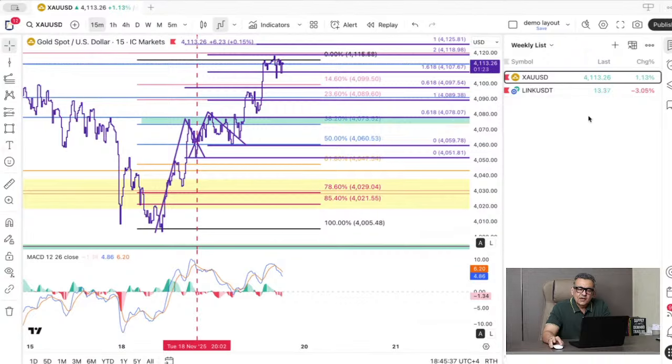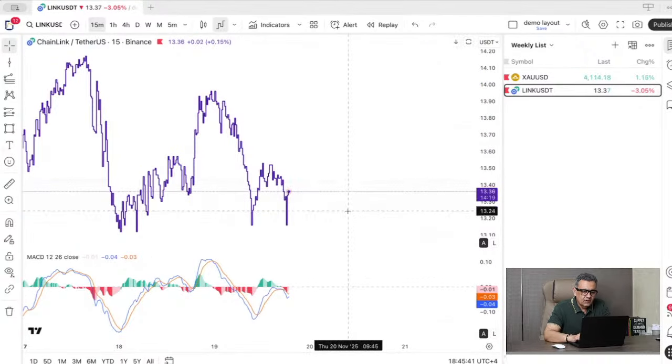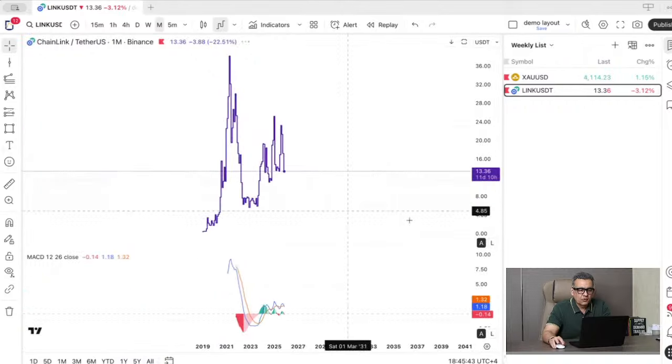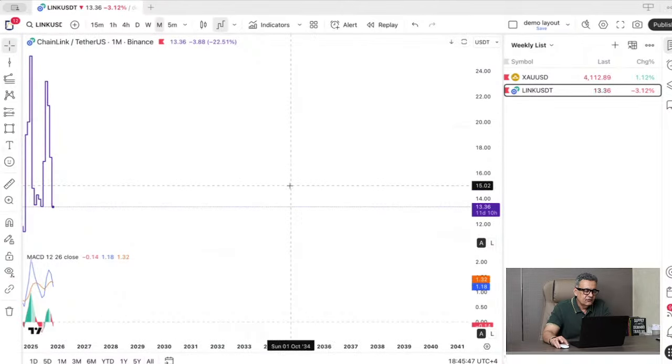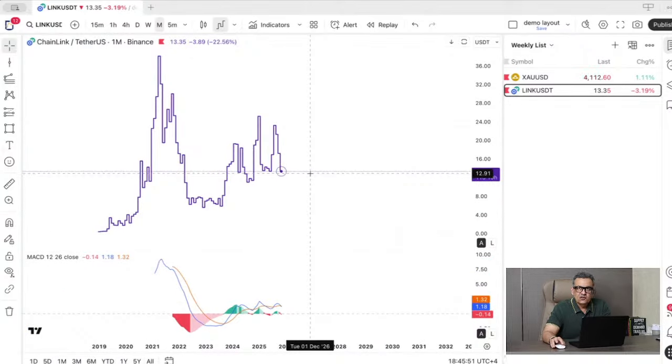Now I'll move to the second instrument, that is LINK USDT. I've chosen Link because fundamentally it's a very strong crypto coin, and based on the technical setup, we will plan our entry for investment here. So this is not for a short-term trade, this is only for investment. You may need to hold it for more than 3 to 6 months, but the potential is huge. So I'm going to explain the setup here.